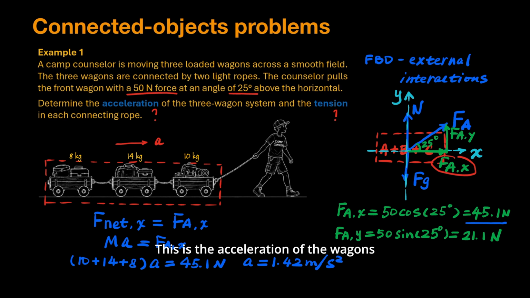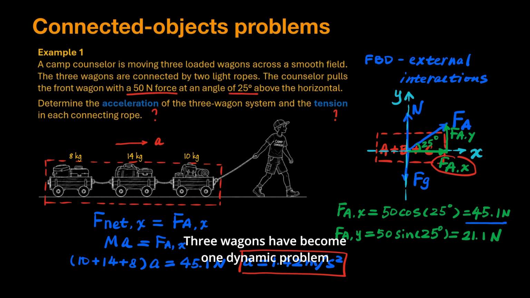And that's it. This is the acceleration of the wagons. And that's the advantage of the system approach. Three wagons have become one dynamic problem with one net force, one total mass, and one acceleration.